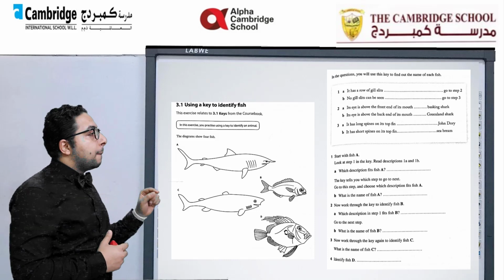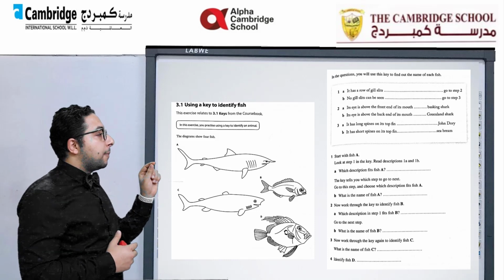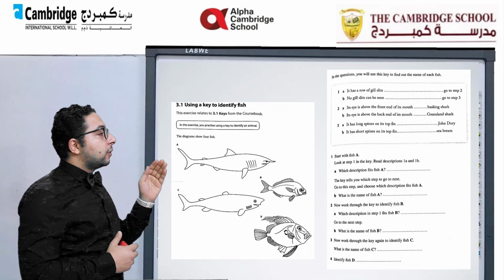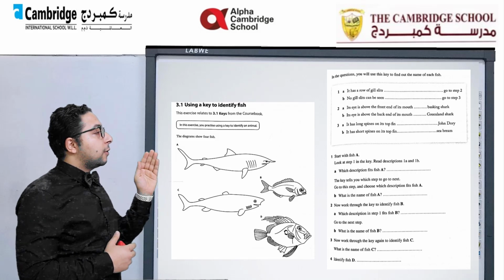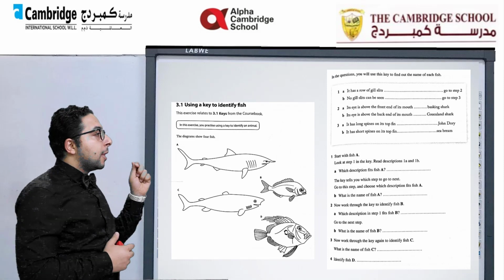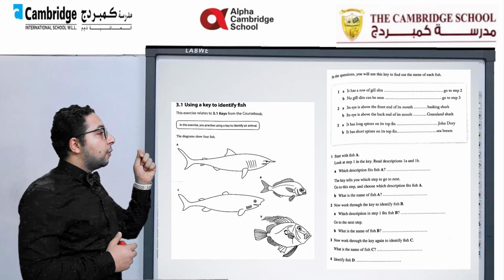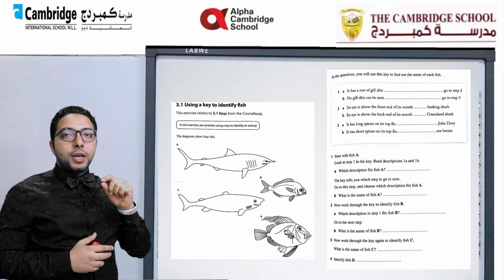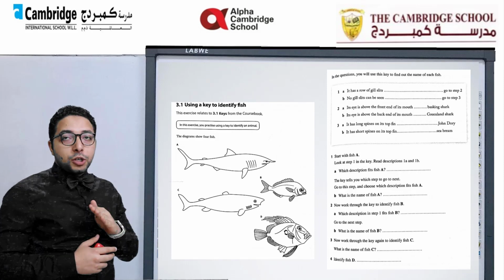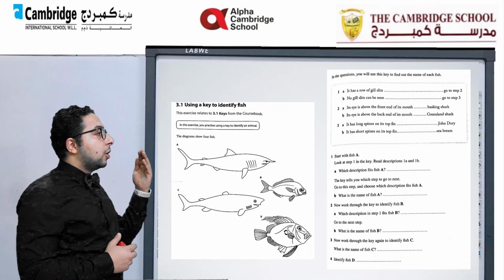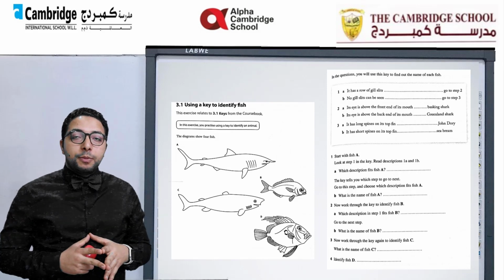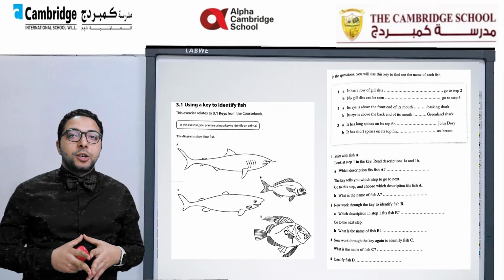Then it is written that the key tells you which step to go to next, which is step 2, as we have discussed. Go to this step and choose which description fits fish A. Let's go to step 2 together, guys. We have 2 descriptions. The first one: its eye is above the front end of its mouth, which is correct. As you can see in fish A, the eyes are found at the front end of the mouth. So that fits fish A. So we are talking about the basking shark.